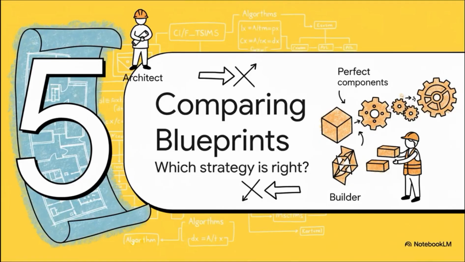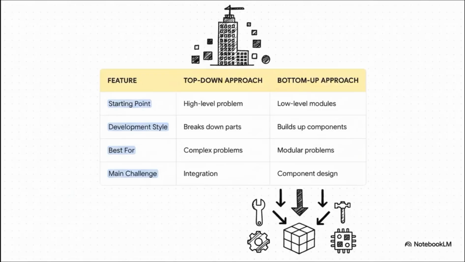So, there we have it. The architect, with their grand master plan, and the builder, with their collection of perfect individual components. Two totally valid, but totally opposite strategies. Let's put them head-to-head and see how they really stack up. This table really nails the trade-offs. Top-down starts big, bottom-up starts small. Top-down is all about breaking down, bottom-up is all about building up.